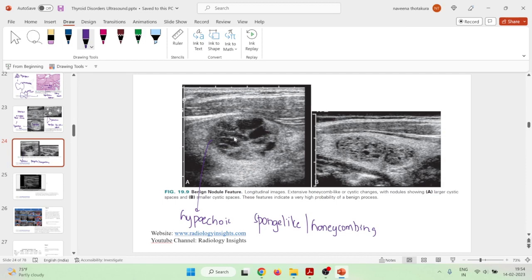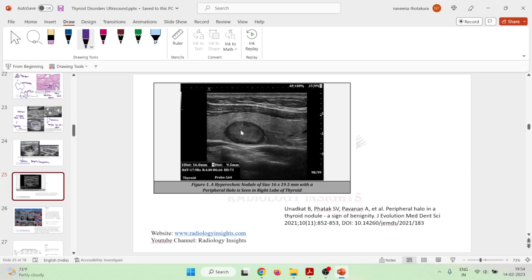These are the larger cystic spaces, and these are the smaller cystic spaces seen in the nodules. These are also benign in nature. As already said, a hyperechoic center with a peripheral halo is also a sign of benignity. That means the presence of a peripheral halo in a thyroid nodule like this is a sign of benign nature according to this article.